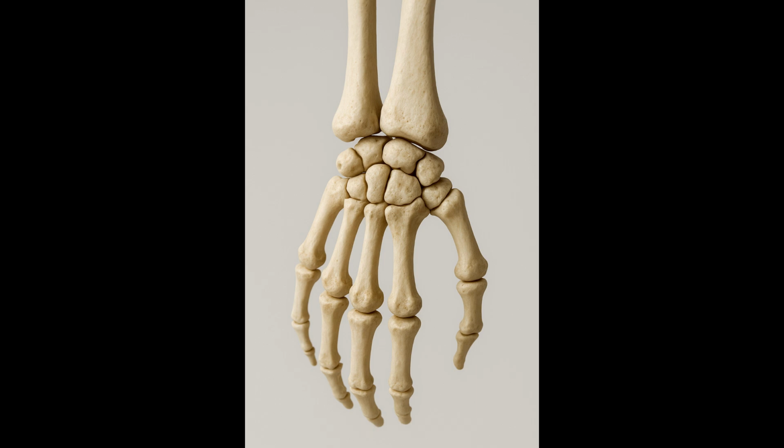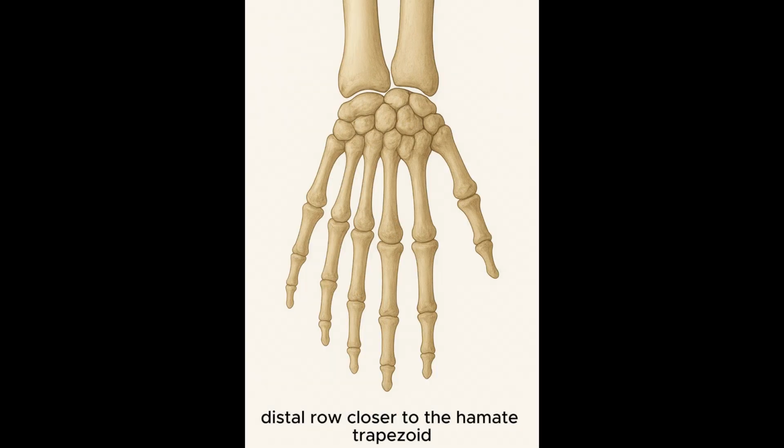Anatomy of the wrist. The wrist consists of 8 small bones called carpal bones. These bones are arranged in 2 rows. Proximal row, closer to the forearm: scaphoid, lunate, triquetrum, pisiform. Distal row, closer to the hand: trapezium, trapezoid, capitate, hamate. The wrist lies between the forearm bones, radius and ulna, and the metacarpal bones of the hand.